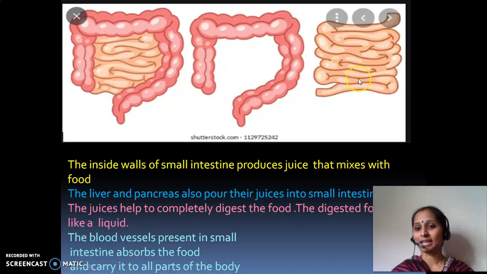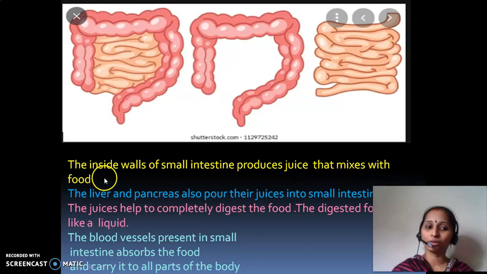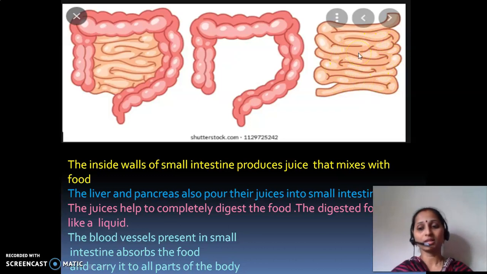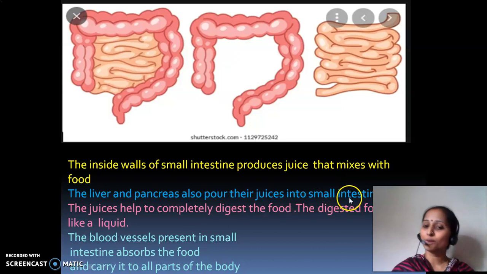Small intestine. Let us see what happens to the food actually in this small intestine. The inside walls of the small intestine produce juice that mixes with the food. Here also, the walls of this small intestine produce some juices which again mix up with the food. Yes, the liver and pancreas also pour their juices into the small intestine.